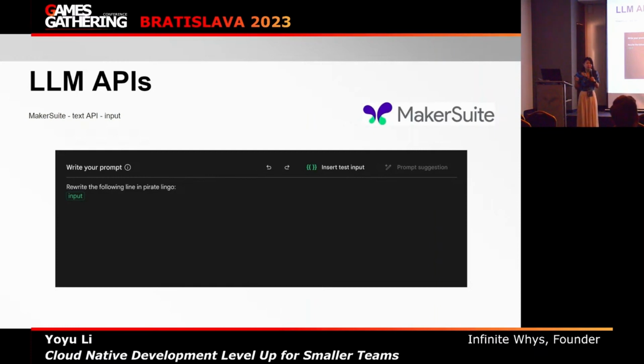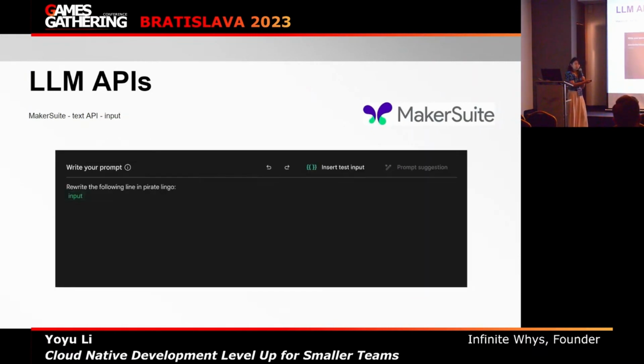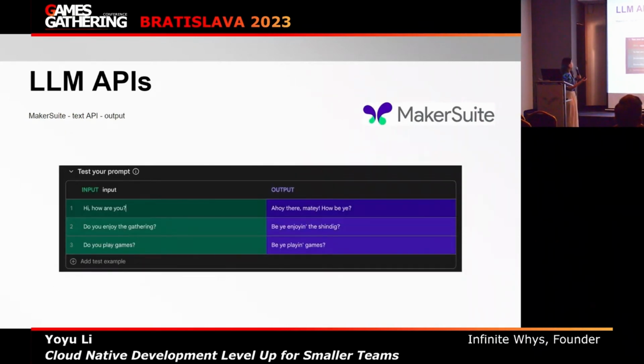For example, on this screen you can define a prompt. This prompt is: rewrite the following line in pirate lingo. You can think of this prompt as a function. You can give this function different inputs, and it will always produce the output based on your prompt. If the input is, hi, how are you? Because the prompt is to rewrite this sentence in pirate lingo, it will say, ahoy there, matey, how be... I don't even know how to impersonate this.